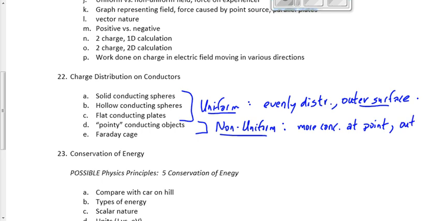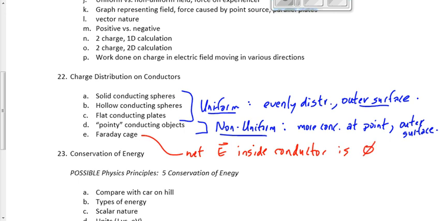They always go to the outer surface. They're evenly distributed if it's a uniform surface, but there's a higher concentration of charge at sharper or pointy things. And a Faraday cage is just the idea that the net electric field inside a conductor is zero. And that's why it's safe to be inside your car in a lightning storm.